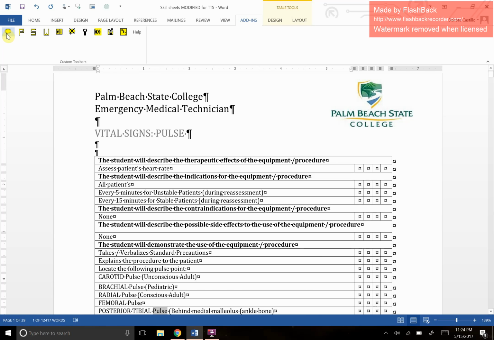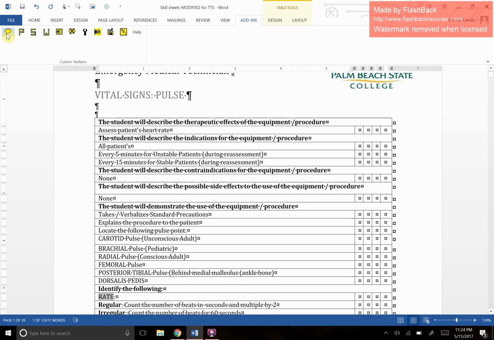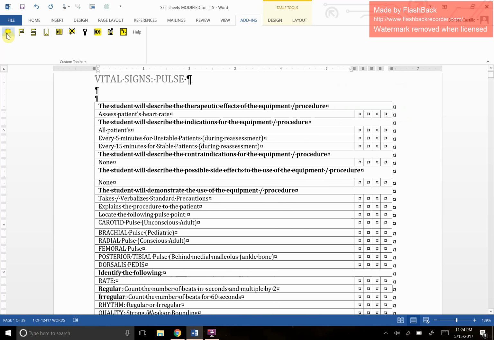Posterior tibial pulse, behind the medial malleolus, ankle bone. Dorsalis pedis. Identify the following. Rate. Regular, count the number of beats in 30 seconds and multiply by 2. Irregular, count the number of beats for 60 seconds.